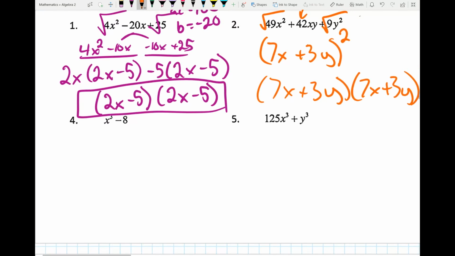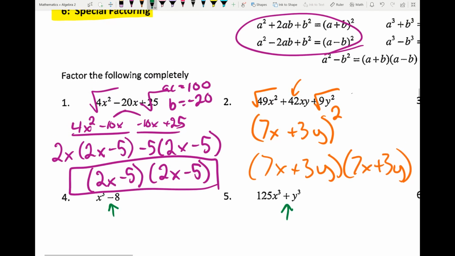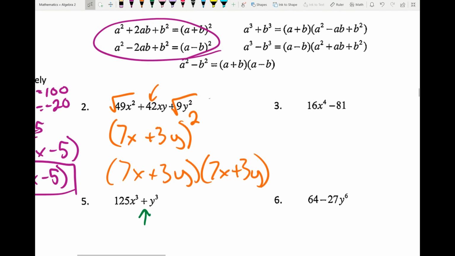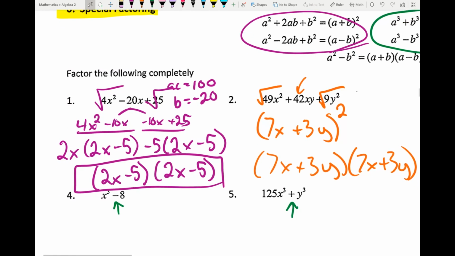Let's take a look at number 4. Number 4 is actually a perfect cube and a perfect cube. Number 5 is also a perfect cube and a perfect cube. The difference is that number 4 is subtraction and number 5 is addition. In either case, we're going to use the sum and difference of cubes formula. Sum and difference of cubes is not too bad. What we're going to do is use this part right here. I always remember it with SOAP.